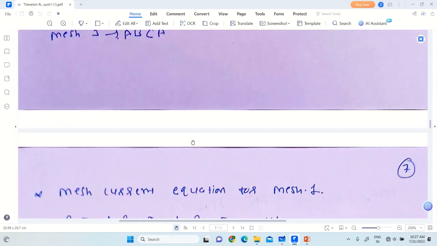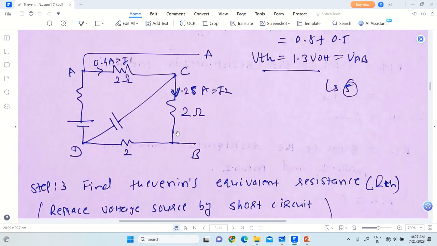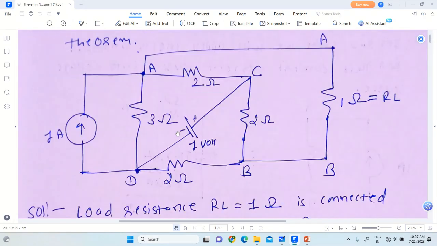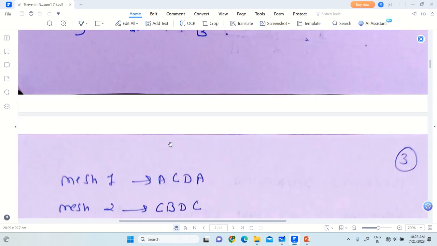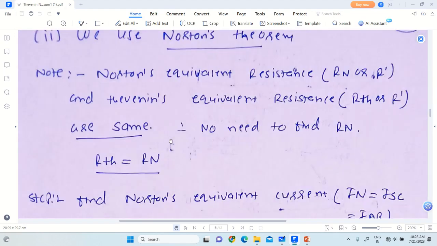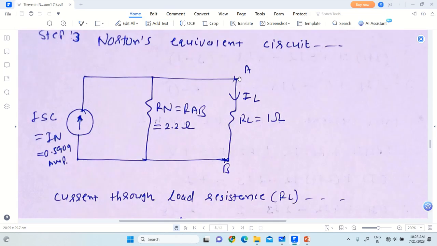So our original circuit diagram was, yes, this much, right? So this part is replaced by the Norton's equivalent current source in parallel with the Norton's equivalent resistance, and then finally connect the load resistance between terminals A and B. We had initially removed the load resistance from between A and B, now connect it. So the current through the load resistance is IL, right?